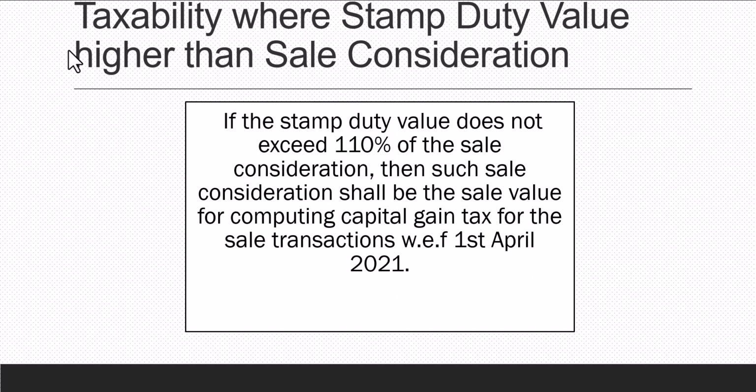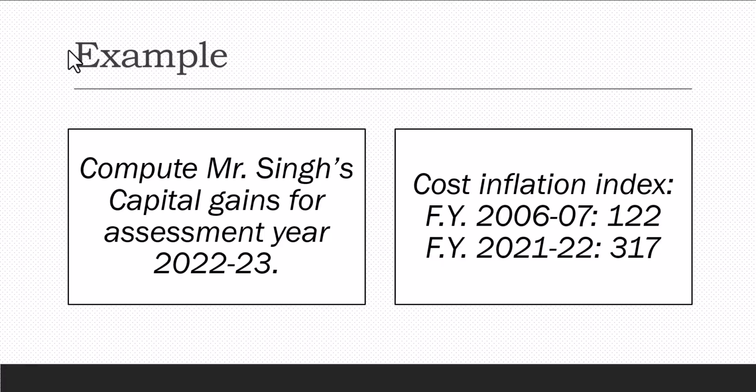It says if the stamp duty value does not exceed 110% of the sale value, then the sale consideration should be the sale value for computing the capital gains. So if the stamp duty value does not exceed, so let's do a question here.